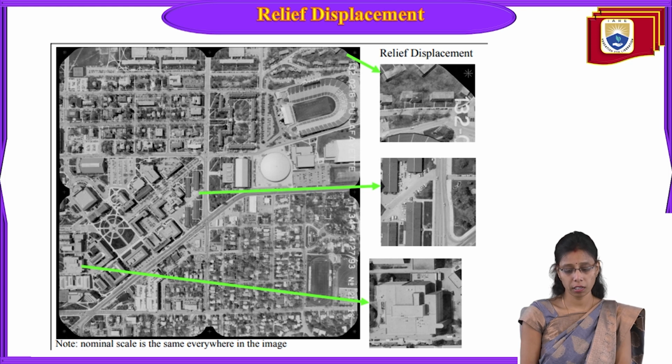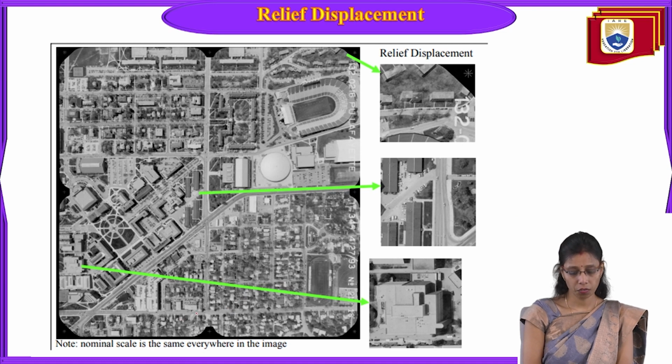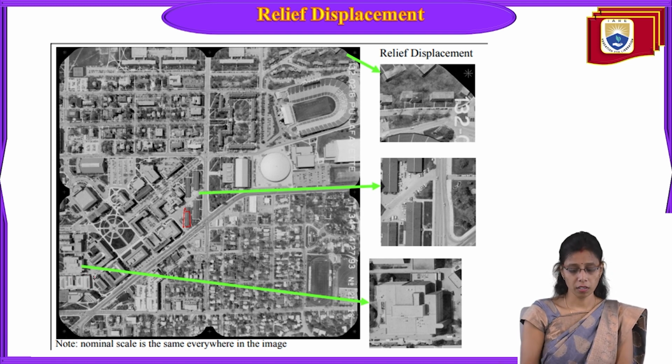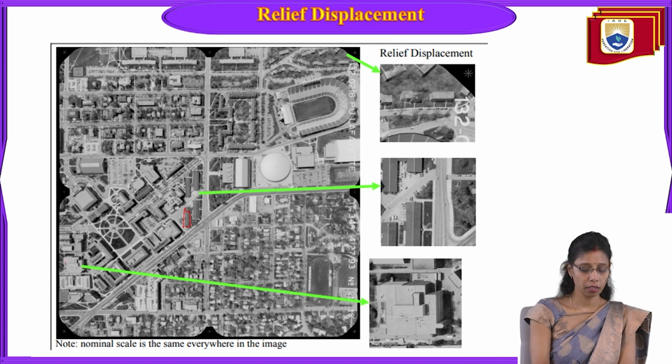Some more examples I have kept here. In this picture, in most places you can see the tops of the buildings. A few of the objects have a displacement. The reason is shown here: tall buildings have more displacement, while the rest have a short height. Here, this one is a little taller than the other buildings, so that's why we can find the relative displacement here.